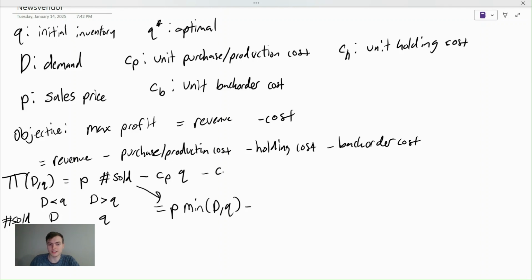And then the CH is our unit cost. And then we have the number, I'm going to say overstocked. So that I just mean the number of units that are not sold. So if D is less than Q, we've satisfied all the customers. We have more inventory than demand. So there's no overstock, right? But wait, D less than Q.